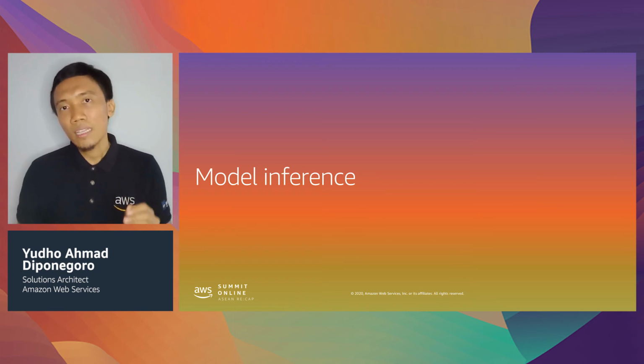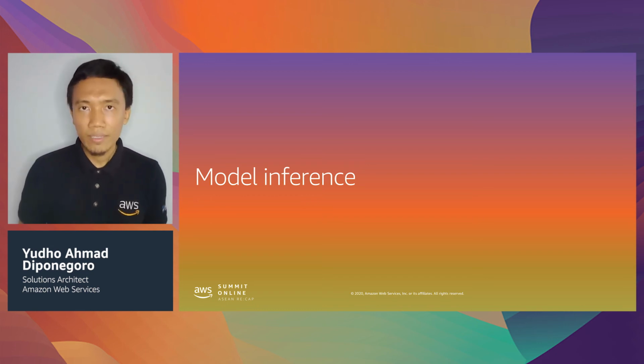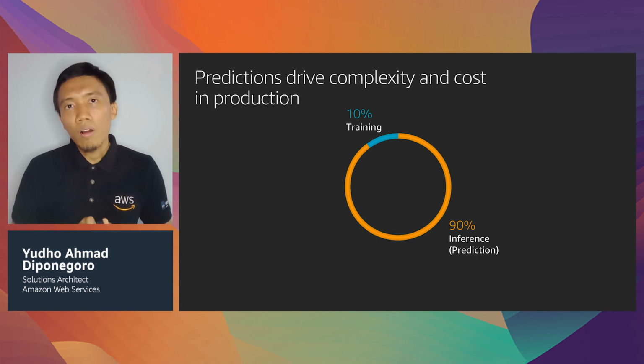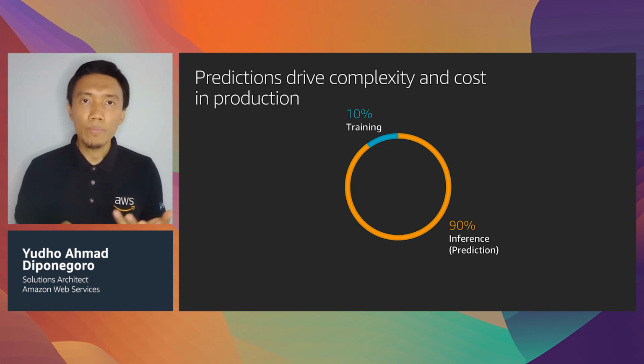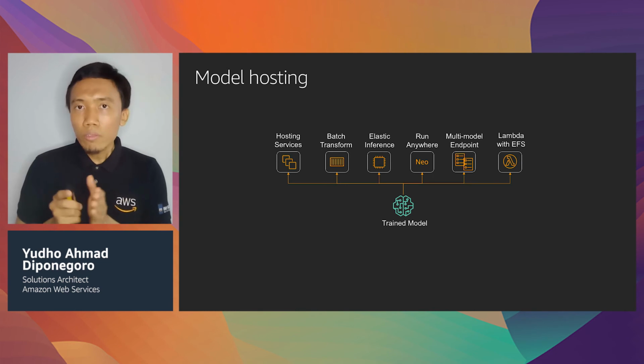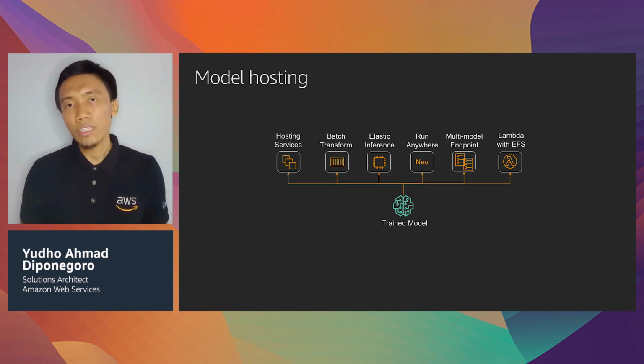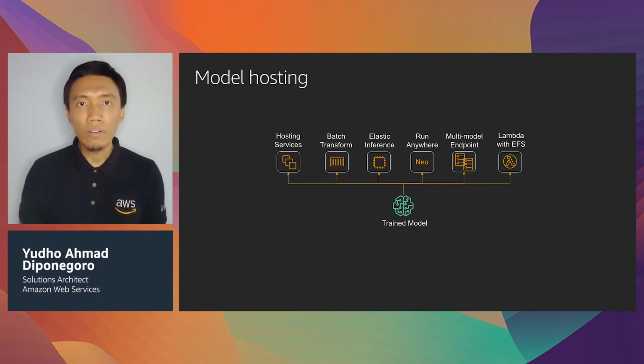But let's get into this almost final section about how we can optimize the cost of model inference. 90% of the cost is driven by hosting our model for prediction, and 10% is coming from training, and 90% is significant. And we need to drive this cost down. And there are several features that we can leverage to optimize this cost of model hosting.